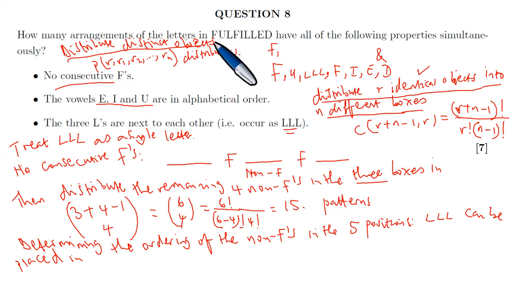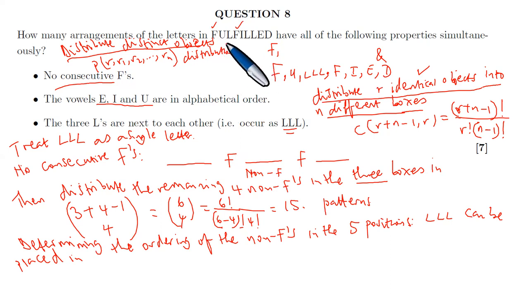Okay, obviously, we're looking at the entire word fulfilled here. And the Fs would be separated, giving us a total of three boxes. And with the grouping of the three L's, the vowels, etc., we have a total of four non-Fs in the word fulfilled. You can always look at how you can organize that and think of that very clearly, and make sure that the Fs are out. You want to arrange them so that the Fs are non-consecutive.